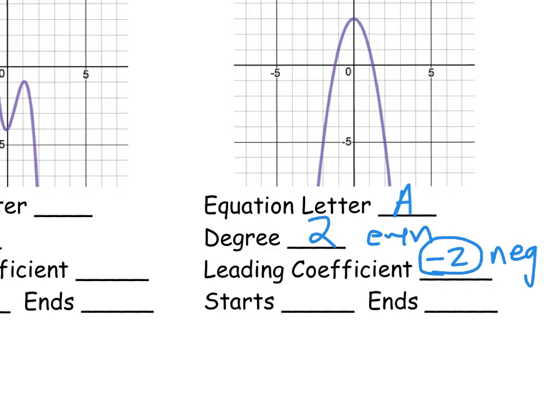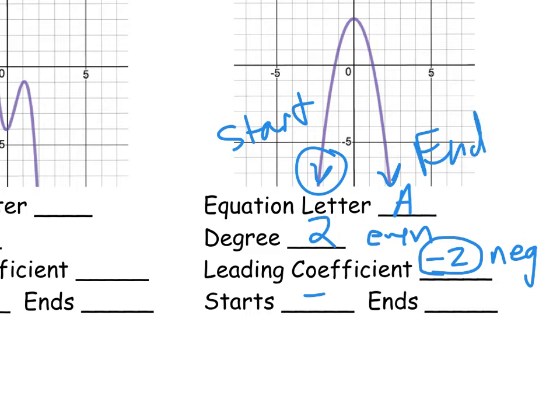Well, how does it start? Well, here's the start right here. It's always on the left-hand side, and that's going down, so that's negative. And how does it end? Well, here's my end right here, and it ends negative also. That's because the leading coefficient was negative. They're both going in the same direction. Okay, so that's what I want you guys to be able to do with this.